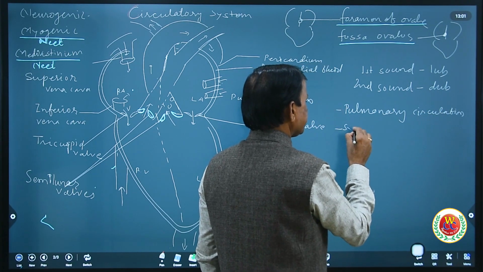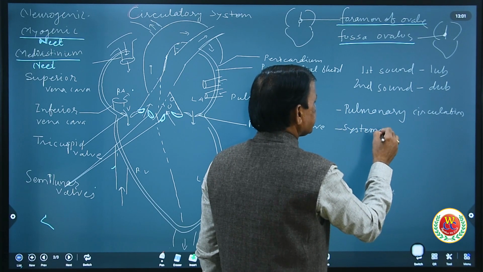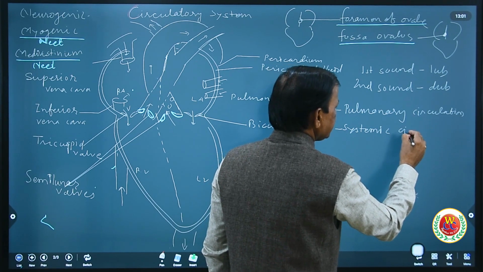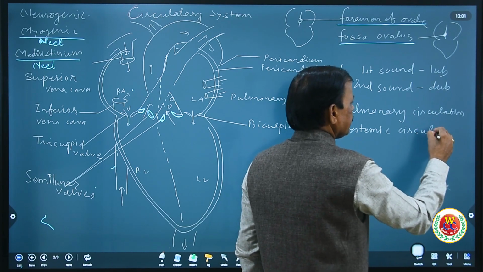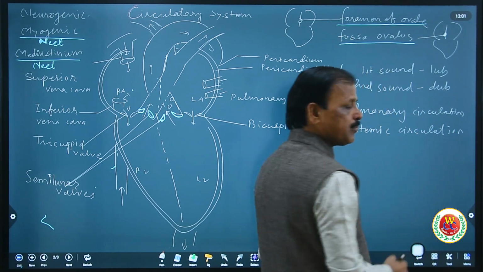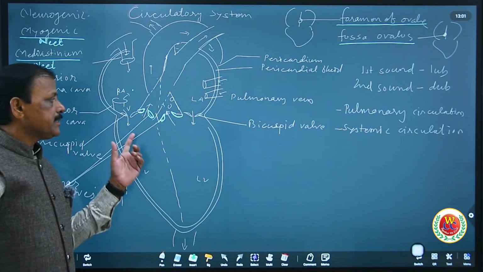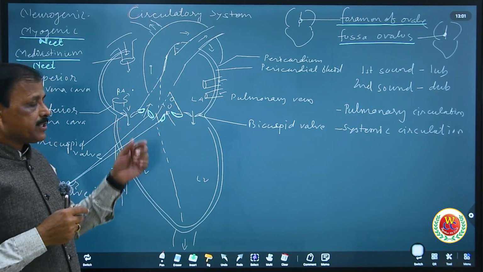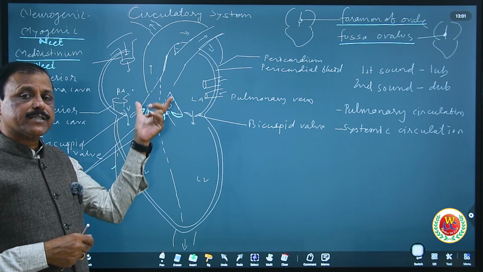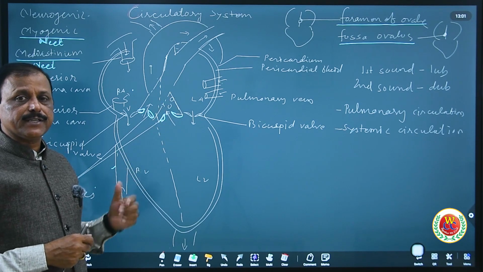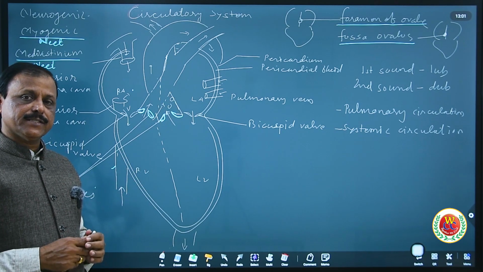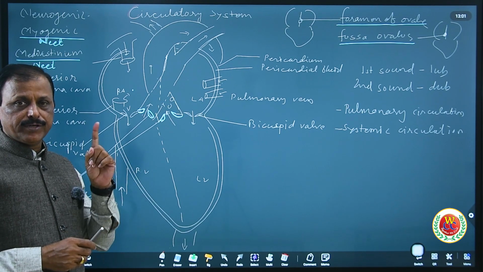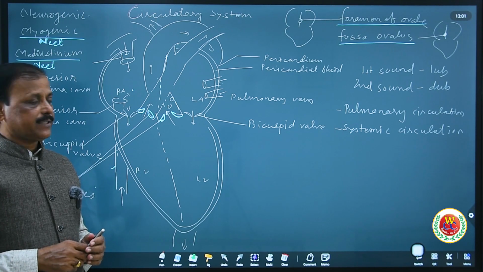And what is systemic circulation? Systemic circulation is the circulation of blood between heart to body and body to heart. This is being facilitated by this 4-chamber heart. So simultaneous contraction and relaxation of auricles and ventricles together is called heartbeat or one circulation.